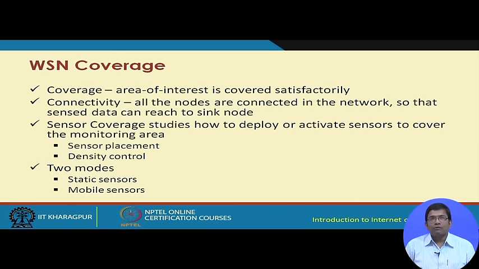There are two modes of sensors. One is the static sensor, the other is the mobile sensor. The problem of coverage with static sensors is different from the problem of coverage with mobile sensors. In static sensors, we are primarily concerned about how to deploy the sensors so that each and every point in the area is covered. In mobile sensors, we have to ensure coverage not only with respect to space as in static sensors, but also with respect to time, that is, spatio-temporally, and that is a harder problem to solve.